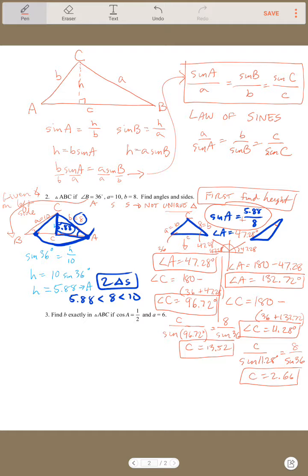I didn't leave a whole lot of room for number 3, but actually I don't think we'll need that much room. Let's see if we can fit number 3 right here. Okay, so let's have triangle ABC again. Let's do A. Cosine of A is 1/2. A is 6. Let's go ahead and put angle B here and angle C there. That means that if A is 6, that's going to be this part here. A is 6. It also tells us that cosine of A is 1/2.